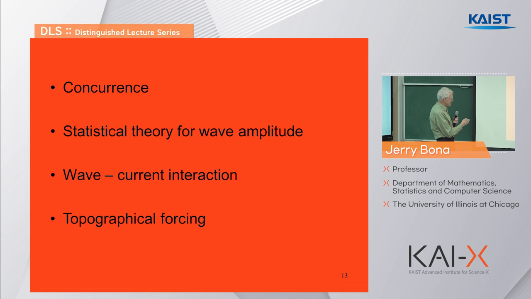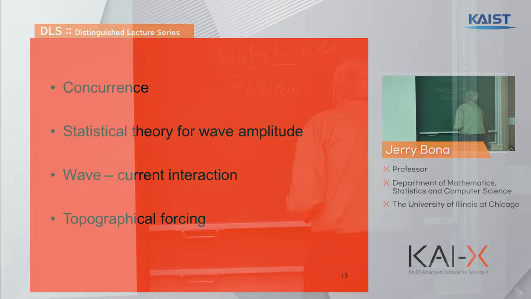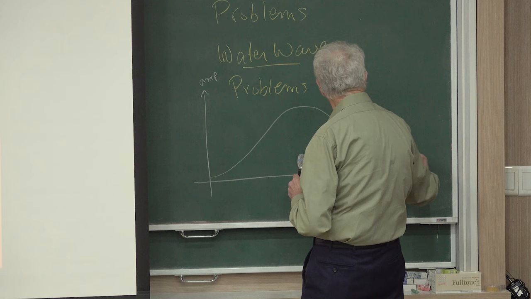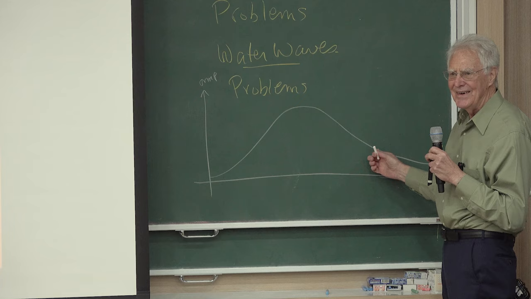Another possibility is, actually, this doesn't show up. There's a statistical theory of wave amplitude. Roughly speaking, it says the following. If you look at wave amplitude, you have a distribution, something like a Rayleigh distribution, and out here are the big waves. But that doesn't tell you why there are any waves out here. So I don't view that as a very helpful idea.